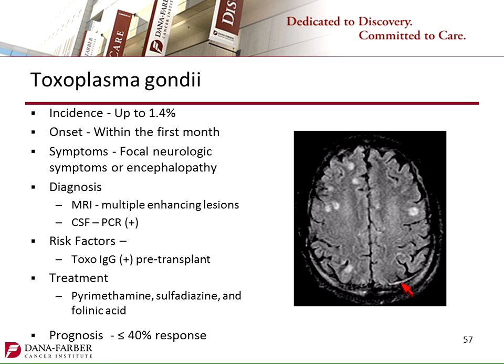So toxoplasma, depending on what region you live in and how common it is, the incidence is up to 1.4%. It's often within the first month. It's focal neurologic symptoms, and the MRI usually has multiple enhancing lesions, and the CSF, again, is positive for toxoplasma. The treatment is pyrimethamine, sulfadiazine, and folinic acid, and the prognosis, up to 40% of the patients have a response.